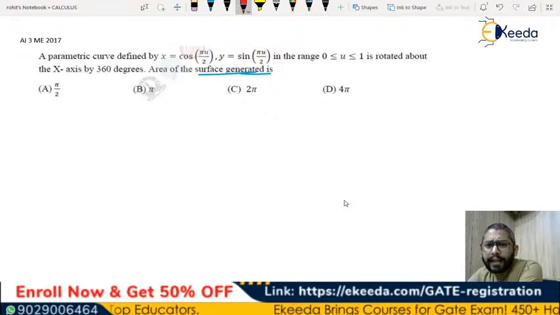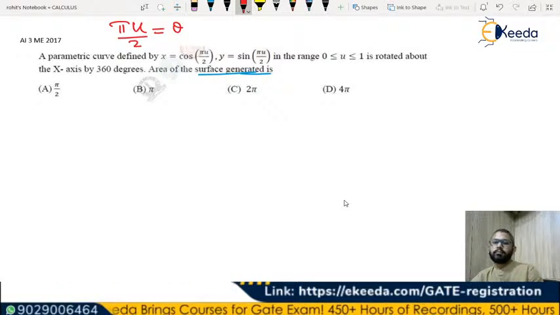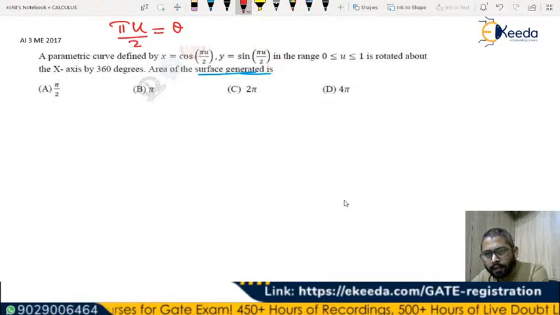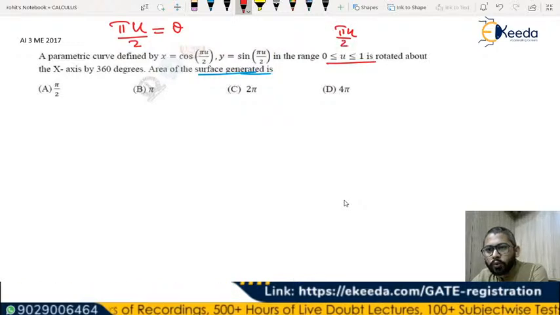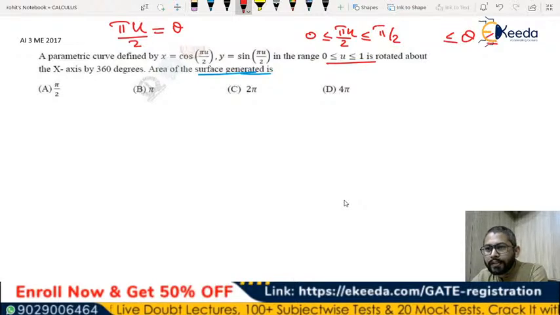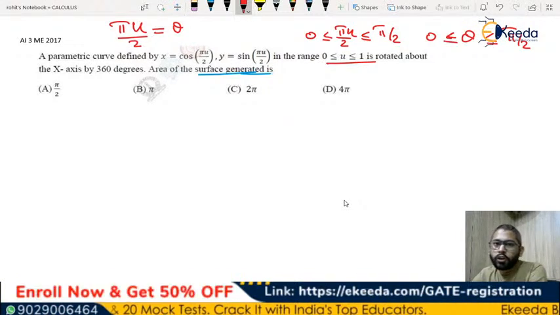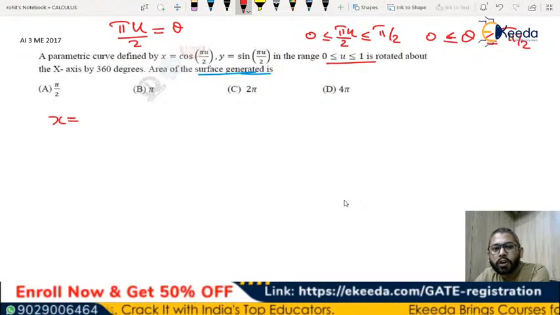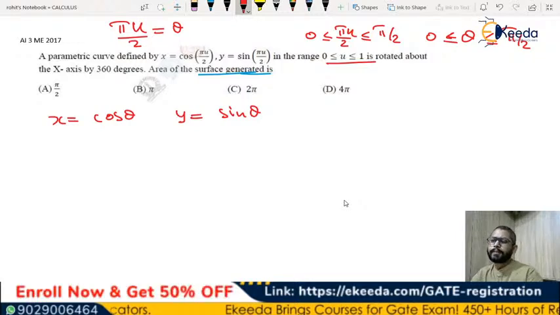My point is, let's say that this pi u by 2 is some angle theta. Considering the limits of u being 0 to 1, this pi u by 2 will come between 0 to pi by 2. So theta lies between 0 to pi by 2. Getting my point? So what we are talking about is x being cos theta and y being sin theta, and the angle moves from 0 to pi by 2.